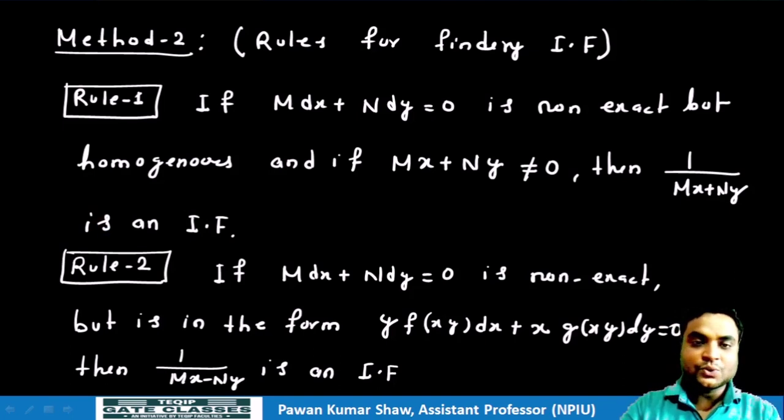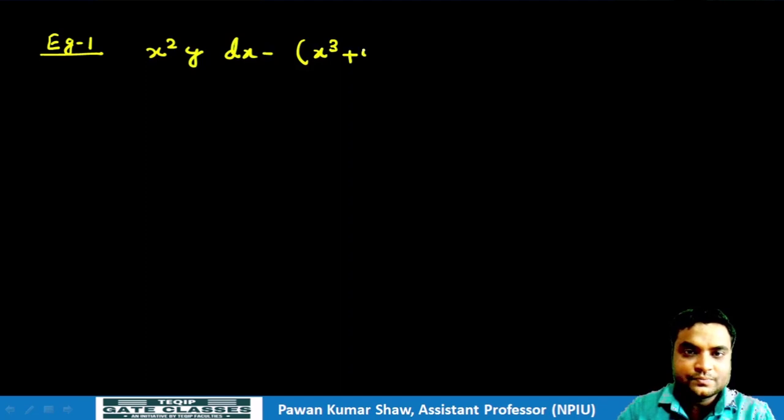Okay, now I am going to take some example and I will show you how to solve some differential equation if it is non-exact, and with the help of that we can directly find our integrating factor and then we can find our general solution. Okay, so let us take our first example. Suppose the differential equation is given x square y dx minus x cube plus y cube dy equal to 0.